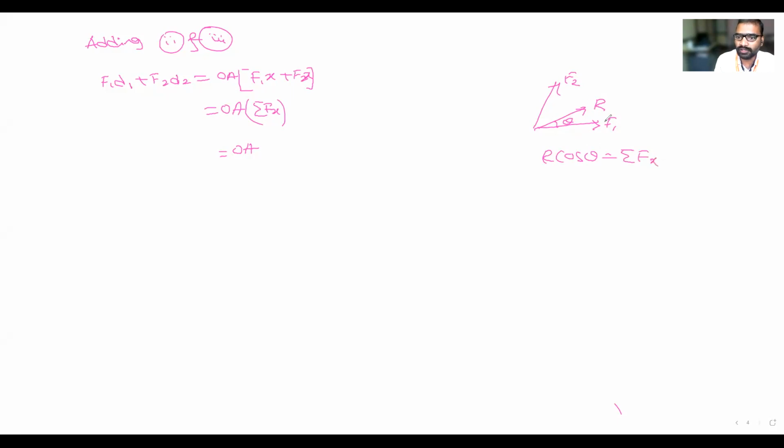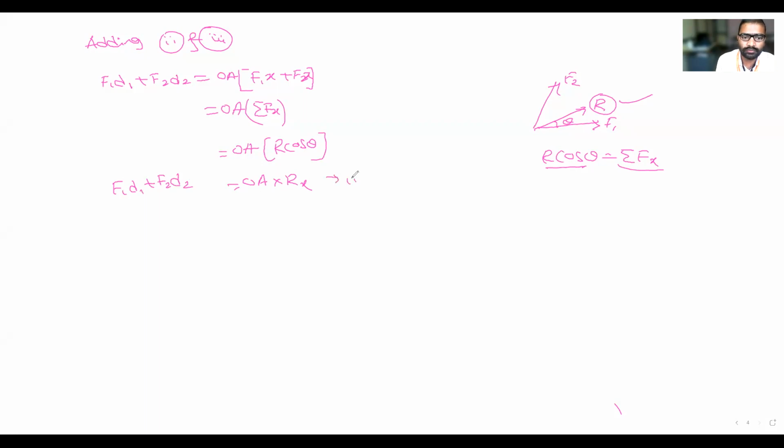So sigma Fx is equal to R cos theta, because R cos theta is the x component of the resultant force. The x component is the summation of all the forces along the x axis, so sigma Fx can be written as R cos theta. So R cos theta times OA is equal to Rx. That is F1 D1 plus F2 D2 is equal to OA into Rx.